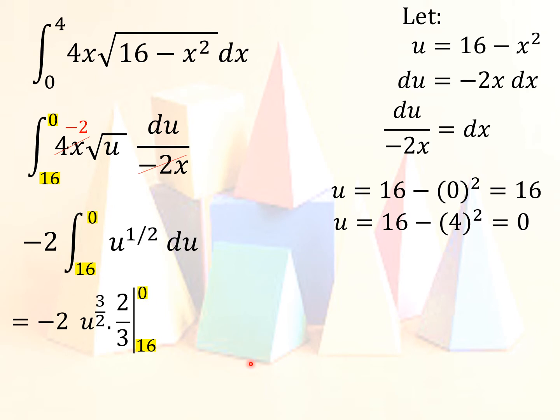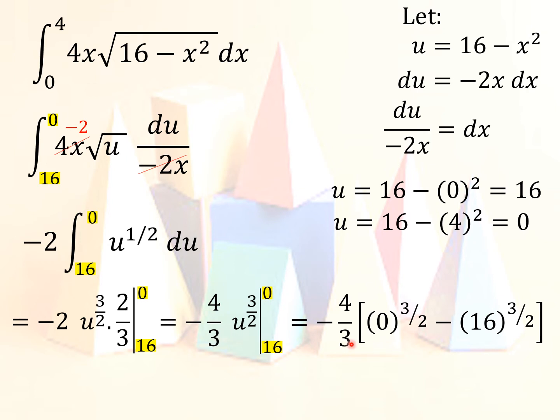So in here, we are going to substitute the upper limit first, which is equal to 0, then the lower limit. In order for it to be very easy for us, we can simplify negative 2 times 2 over 3, which is equal to negative 4 over 3, before we substitute. So now, it is simplified already. We can substitute. So we have negative 4 over 3 times our upper limit, I should say, 0 to the 3 over 2, minus the lower limit, 16 to the 3 over 2.